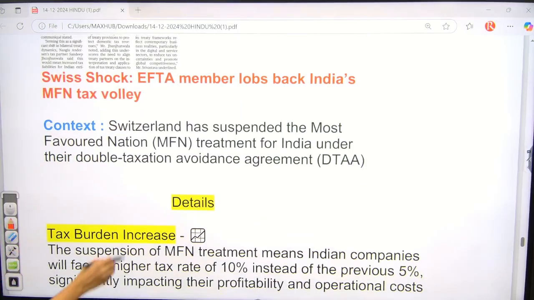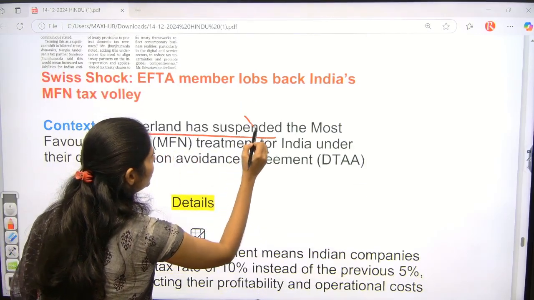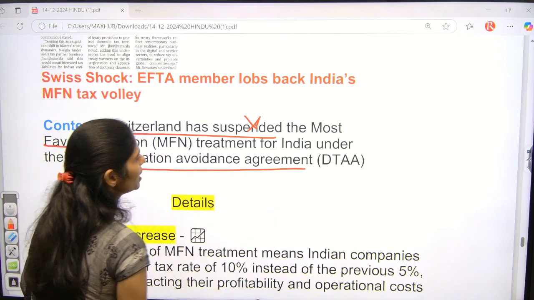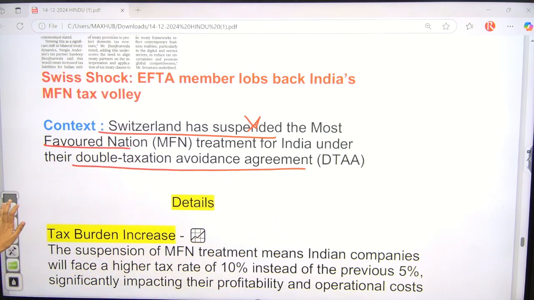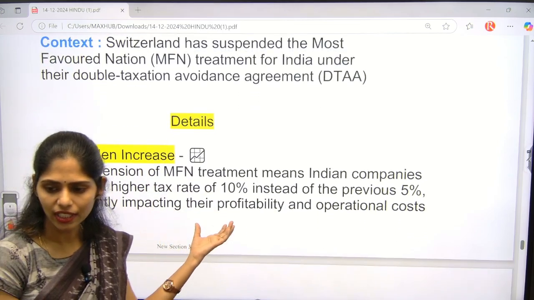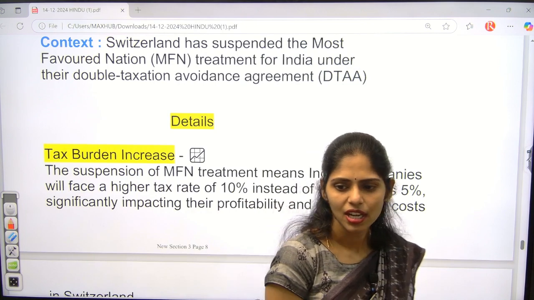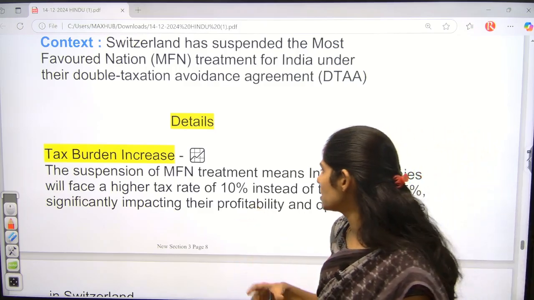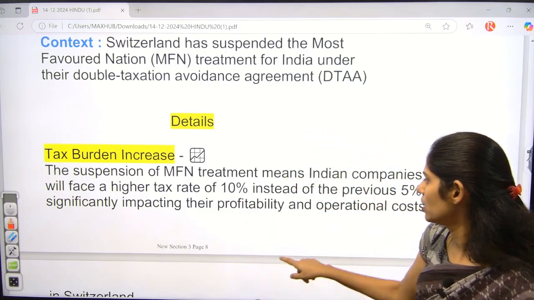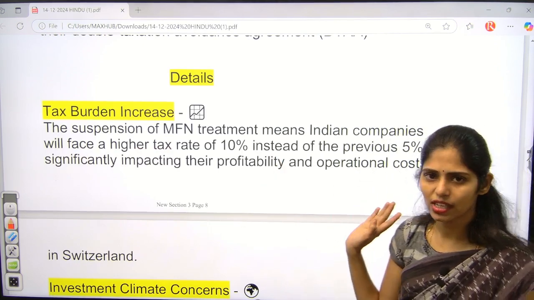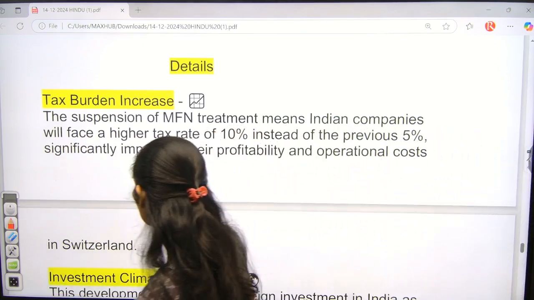So the context says that Switzerland has suspended, that means removed, the most favored nation status for India under the double taxation avoidance agreement, that is DTAA. Because of this, the tax burden will be increasing on Indians. Earlier the tax was 5%, but because of the removal of this most favored nation status, this tax rate is now 10%. So it will be affecting the profit of Indians, as well as trade and operational cost of Indians in Switzerland.